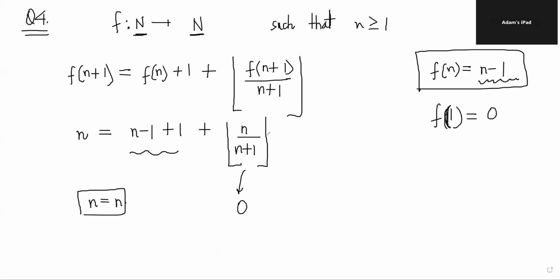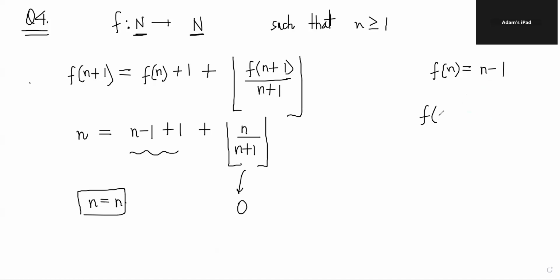So then you can look at similar situations which don't have this f of 1 problem. F of 1 should also be a natural number. 0 is not a natural number. So you can try something like f of n is 2n minus 1. In this case, f of 1 is also a natural number. So now let's try that. F of n is 2n minus 1, so f of n plus 1 will be 2n plus 1 minus 1. So 2n plus 1.